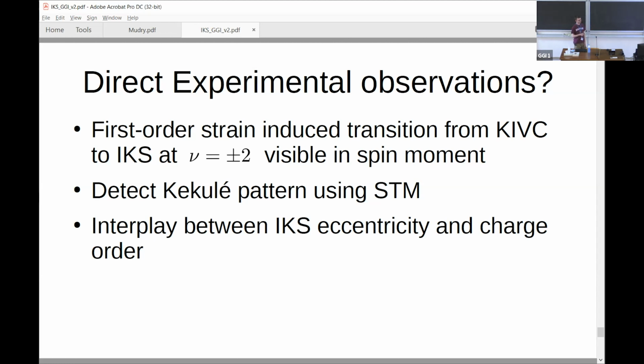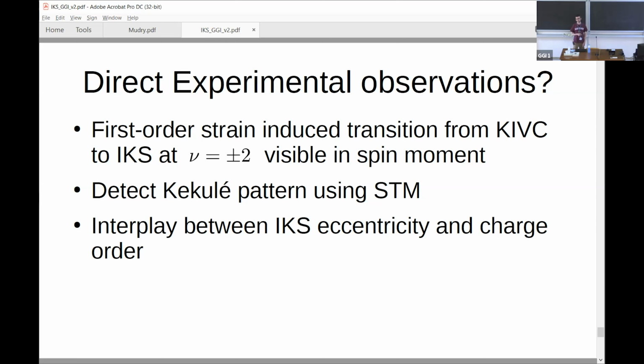So if you could modify the strain to have a phase transition from the KIVC to the IKS state, you would see a change in the magnetization coming from this change in the spin moment. So if you could have devices where you change the strain, you would hopefully observe this transition. Of course, the most direct way to image the state would be to really see this Kekule pattern, which you might hope to do using STM.